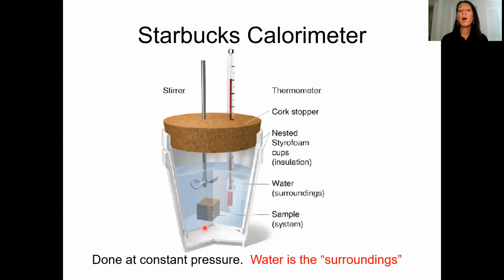I have a body of water in here. That is actually my surroundings. The sample that I'm going to look at could possibly be a block of metal. That's your system. Alternatively, I could have had a salt dissolve in here, or maybe I could have added an acid and base. Those chemicals would have been the system, but still the big body of water is your surroundings.